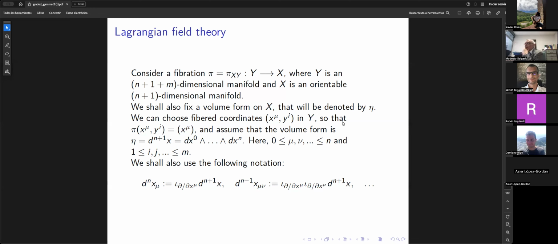So let me recall some things well known for many of you, but I don't know if for everyone. What is Lagrangian field theory? We consider a fibration pi from Y over X, and we fix a volume form on X, and we can choose favorite coordinates x^mu, u^i, such that the volume form can be expressed in this way. We consider the dimension of the base n+1, so this is a matter of choice. And of course, the coordinates on X represent the space-time, so the coordinates are the time and the space.